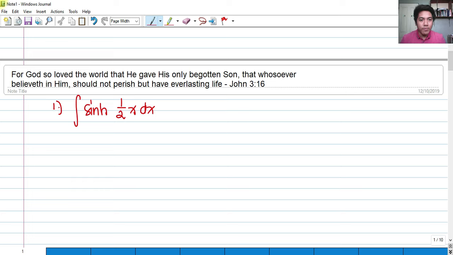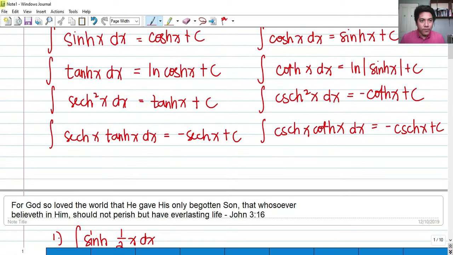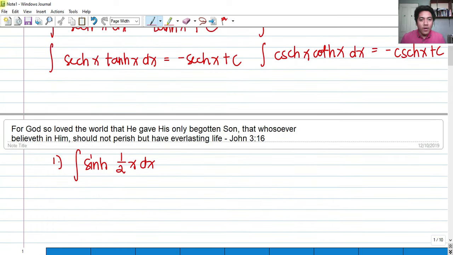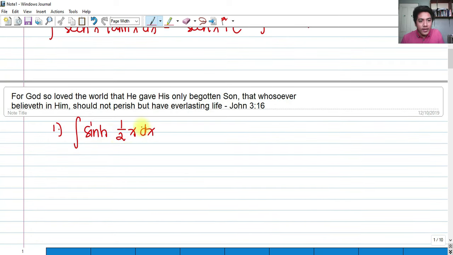So, the integral of hyperbolic sine 1/2 x dx. As we can see here, if we look at this formula, the integral of hyperbolic sine x dx is equivalent to the hyperbolic cosine of x plus c. There is no negative, whereas in trigonometric functions, there should be a negative. But in hyperbolic functions, there is no negative here. So, we cannot directly integrate this as hyperbolic cosine of 1/2 x plus c. Why? Because our formula only tells us about the hyperbolic sine of x dx only.